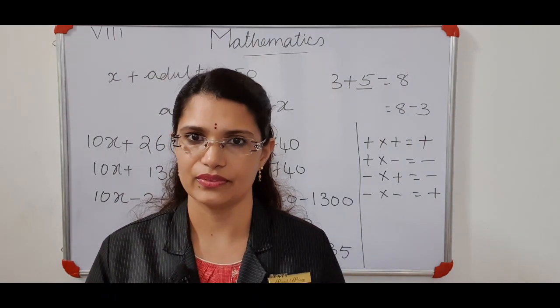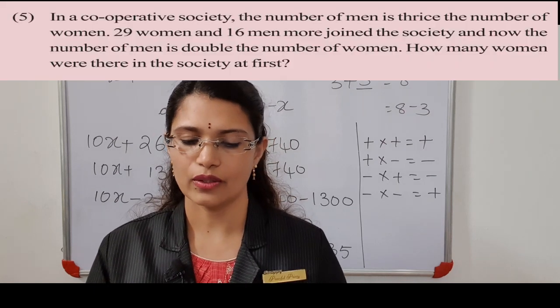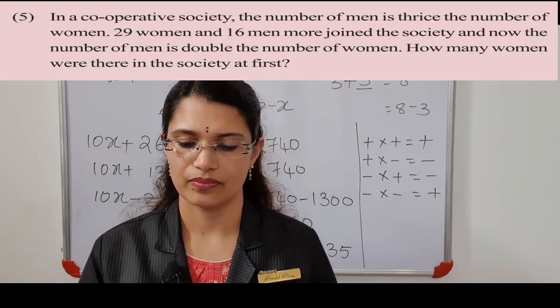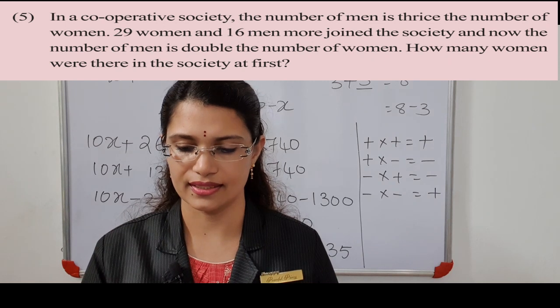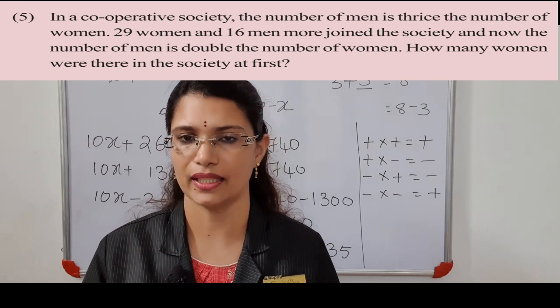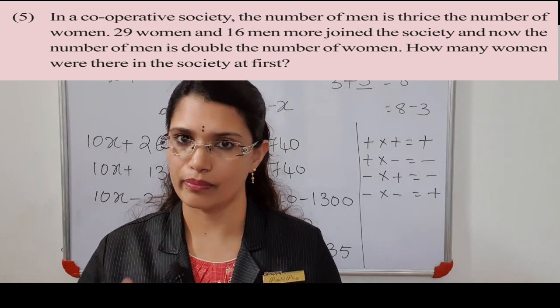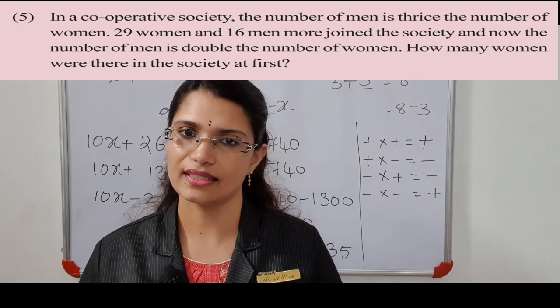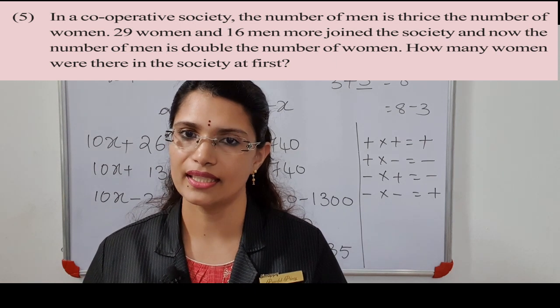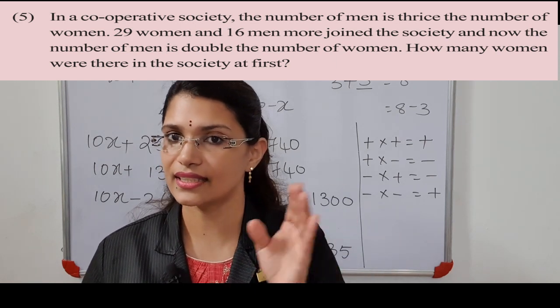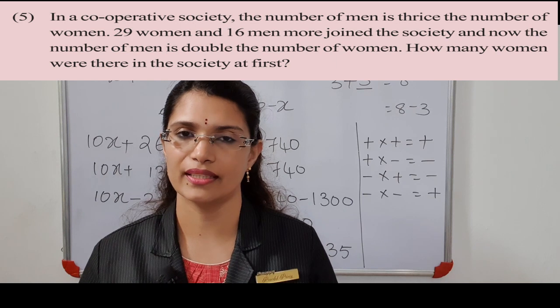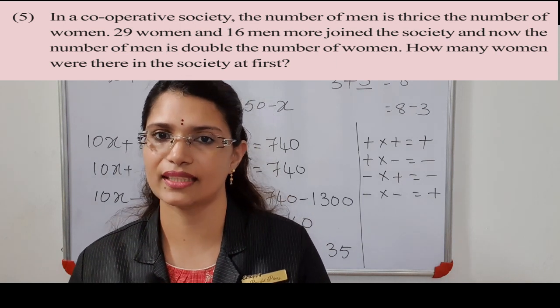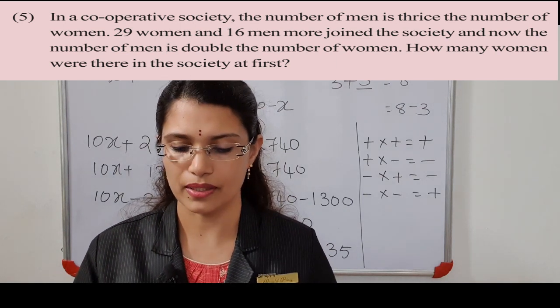I will read out the question for you. In a cooperative society, the number of men is thrice the number of women. So, let us take the number of women be x. Then only we can write thrice the number of women. Men is equal to thrice the number of women means 3 times that of women.